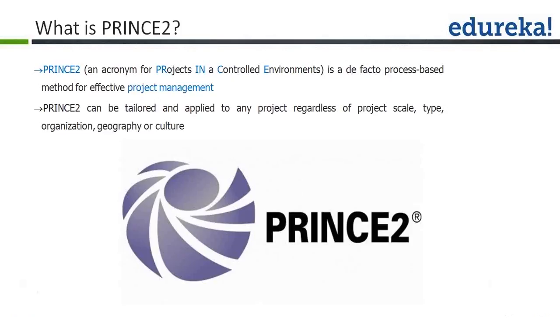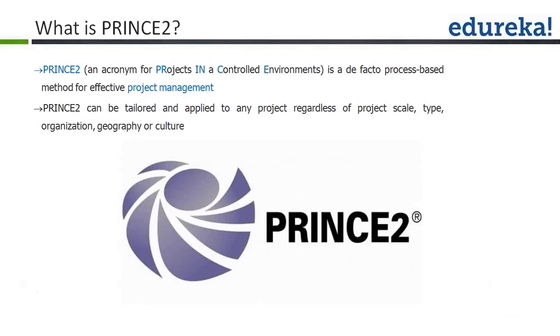What is Prince2? Prince2 is an acronym for Projects in Controlled Environments, and it is a structured project management method based on experience drawn from thousands of projects and from the contribution of countless project sponsors, managers, project teams, and academic trainers.